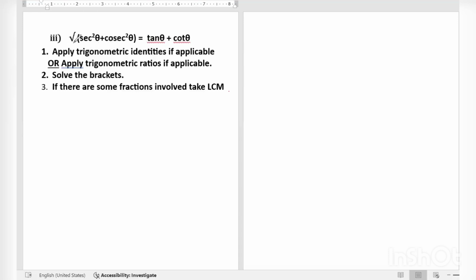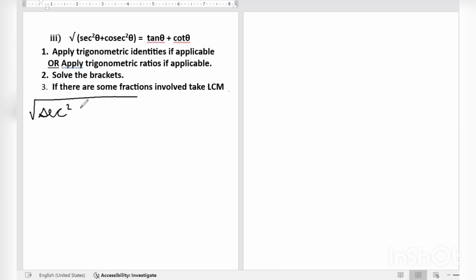The third question is under the root (sec square theta plus cosec square theta) is equal to tan theta plus cot theta. So now again we are going to check for the trigonometric identities first. So it's clear that we can apply the trigonometric identities here, right? Sec square theta can be written as 1 plus tan square theta, and cosec square theta can be written as 1 plus cot square theta. So I'll just write that.